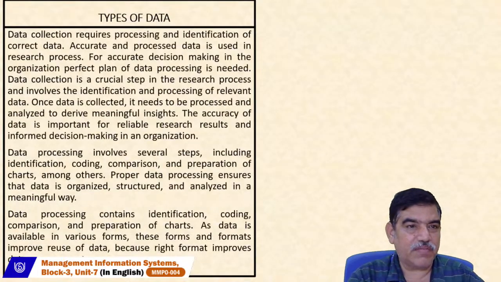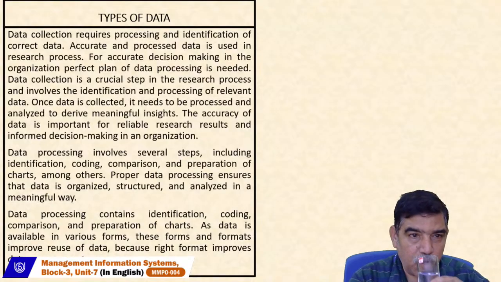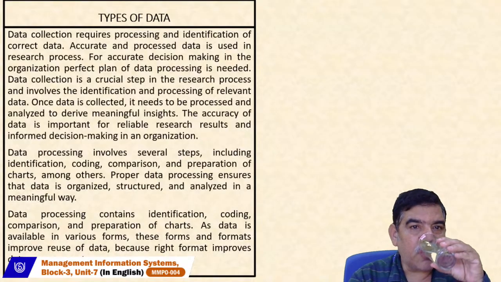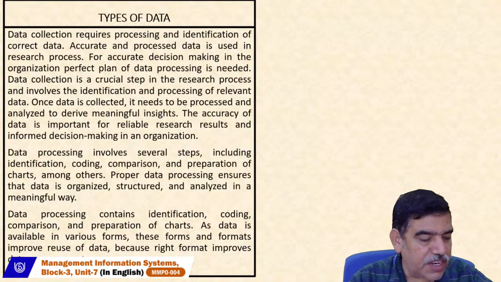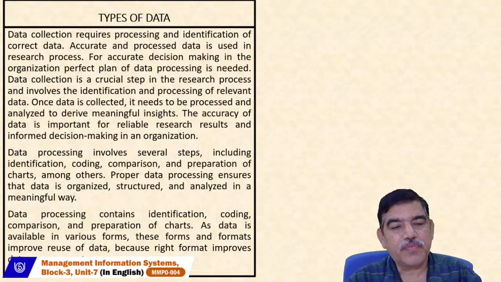Then types of data. As we know, data are the raw facts and figures which are collected through different sources. After collection, it is required to process them and identify the correct data. So data collection requires processing and identification of correct data. Accurate and processed data is used in the research process. For accurate decision making in the organization, a perfect plan of data processing is needed.